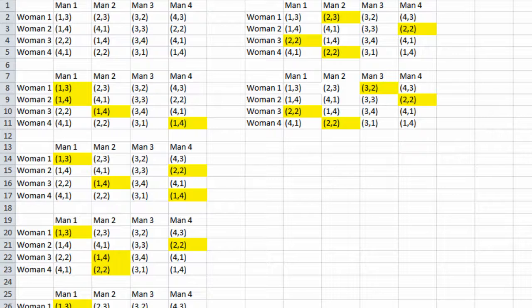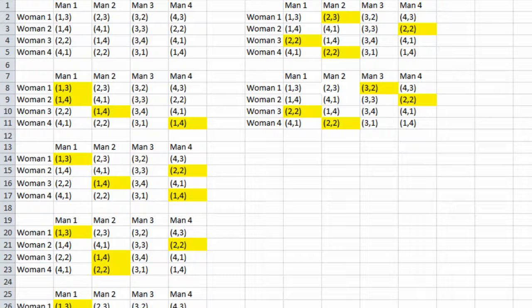We go to our fourth round. Woman 3 proposes to her favorite man who hasn't already rejected her. That's man 1. Now man 1 will have to choose. Man 1 will have to reject woman 1, and then that completes our fourth round. Our fifth round, woman 1 will propose to her next favorite man. That'll be man 2. Now man 2 will have to reject woman 1. That's our fifth round, and we go on to our last round.